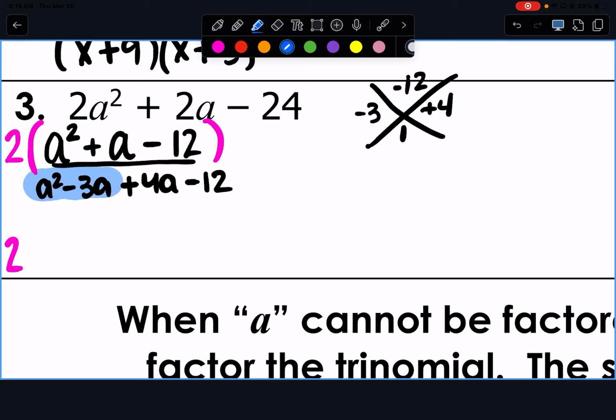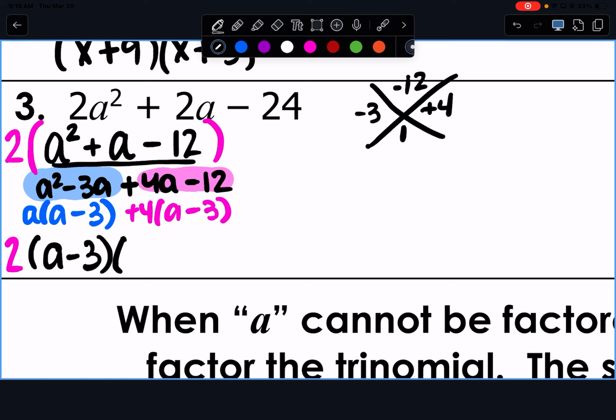All right, group the first two. What's my GCF? 1A. And that'll leave us with A minus 3. Okay, second half. 4. A minus 3 again. What is the same? What's left over? A plus 4. All right, so now I want y'all to take a second and do the even ones on your own real fast. I'm going to put your answers right here so you can check.